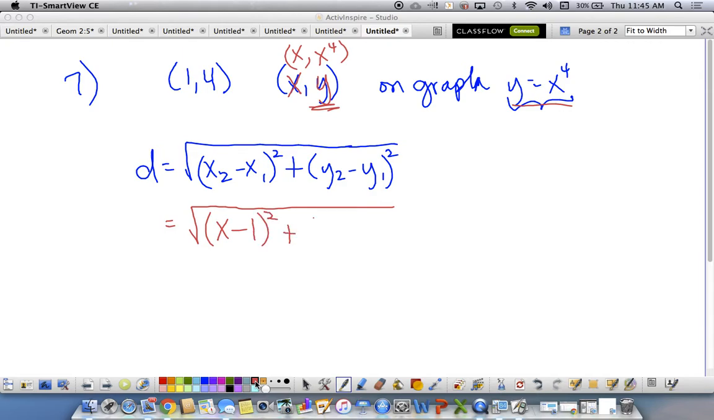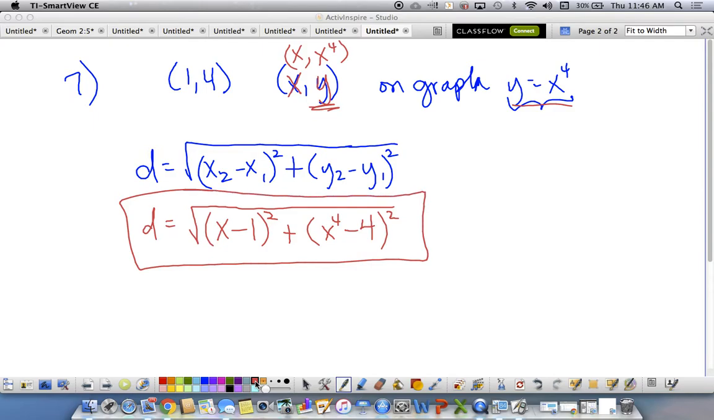Squared plus. What's y minus y? X to the 4th. But what is my y? X to the 4th minus 4. Squared. Believe it or not, that's all they want. That's it? That's all they want. We don't need to make it more specific. Just write it down.